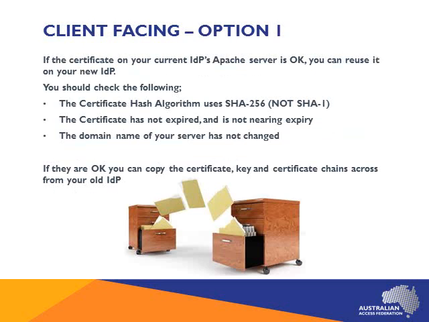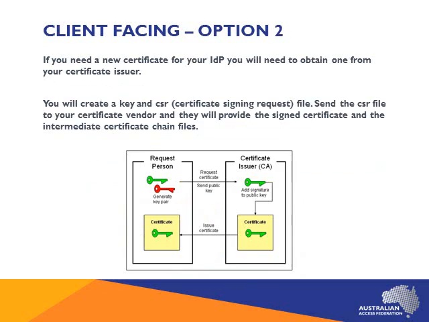Client-facing certificates, option 1. If the certificate on your current IdP's Apache server is OK, you can reuse it on your new IdP. You should check the following: that the certificate hash algorithm uses SHA-256 and not SHA-1, that the certificate has not expired and is not nearing expiry, and that the domain name of your server has not changed. If they are all OK, you can copy the certificate, key and certificate chains across from your old IdP.